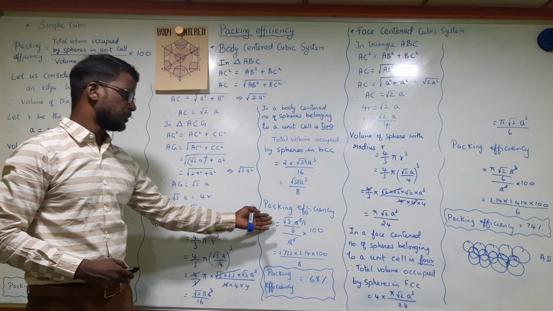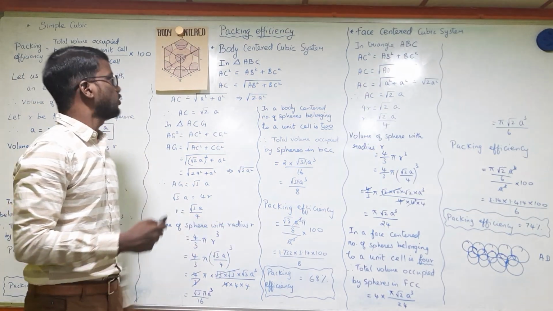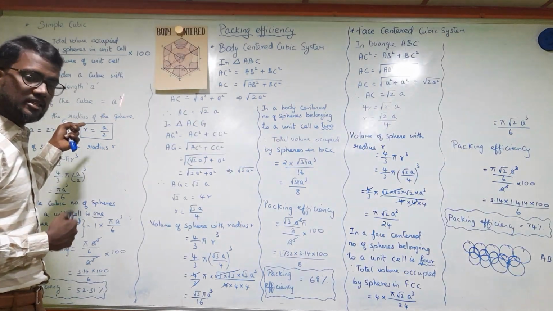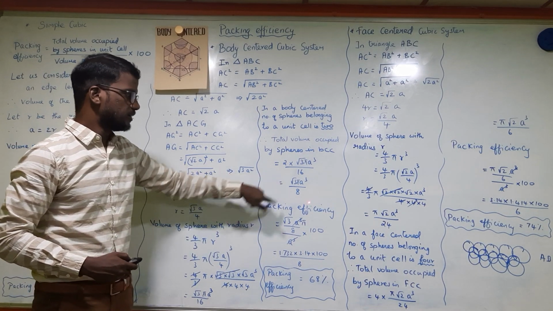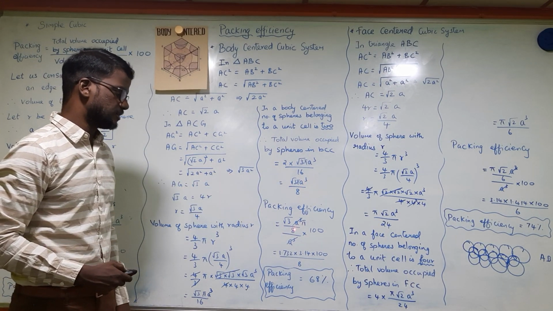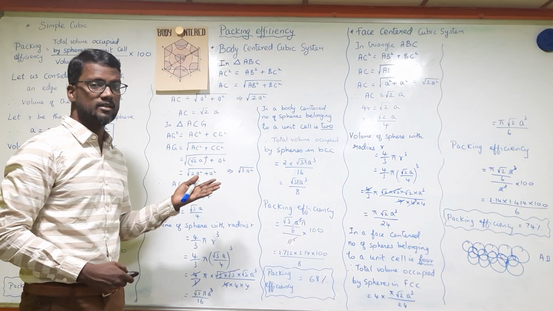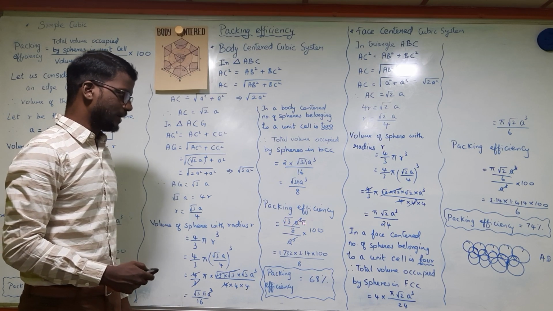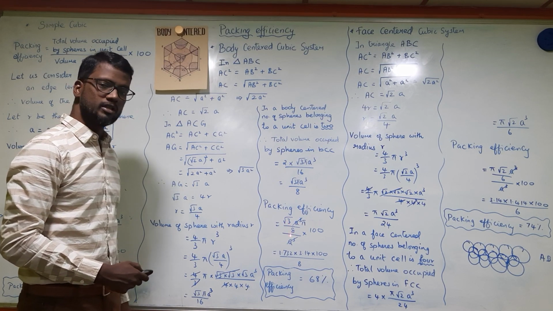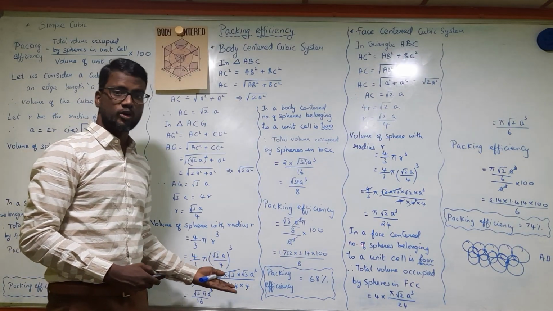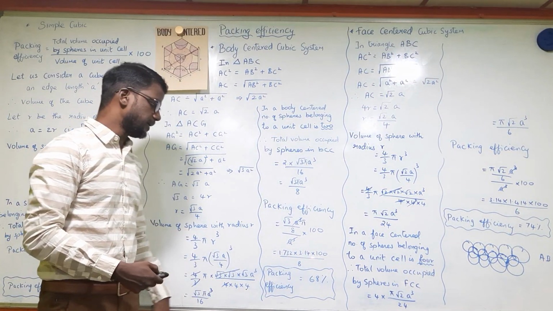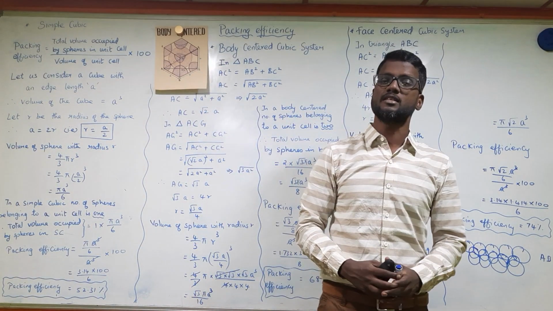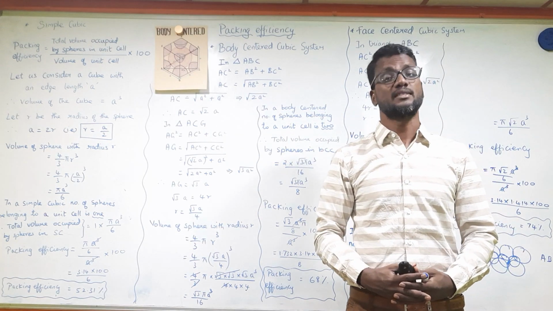Okay, so last step, step number 4, packing efficiency. So what is the formula? Packing efficiency is the total volume occupied by spheres in the unit cell divided by the volume of the unit cell into 100. So what is the total volume occupied? This value, root 3 pi a cube by 8, divided by the total volume of the unit cell. The volume of the unit cell is going to be a cube, again same, so a cube gets cancelled. So root 3 into pi into 100 by 8. The value of root 3 is 1.732, pi is 3.14, into 100 divided by 8. This will give you 68%. So the packing efficiency of the body centered cubic system is going to be 68%.